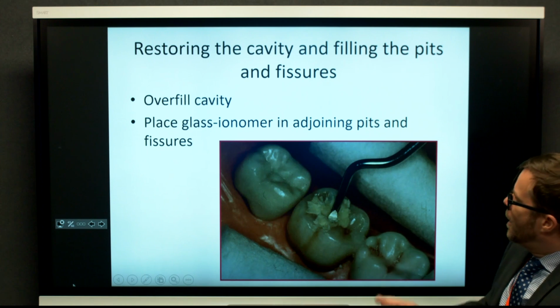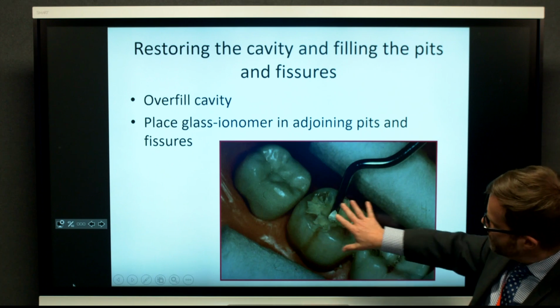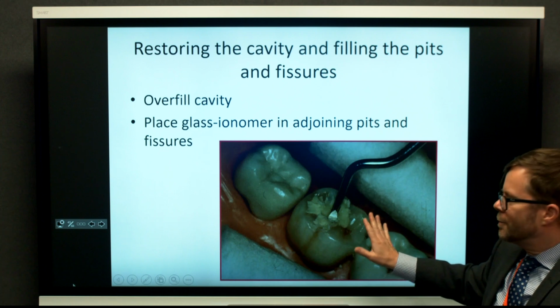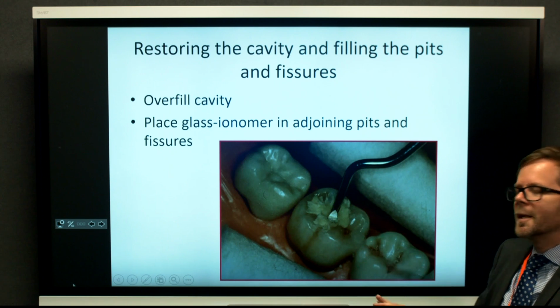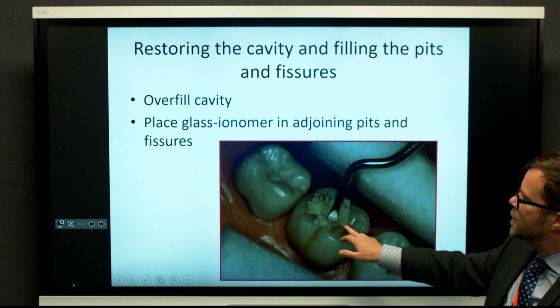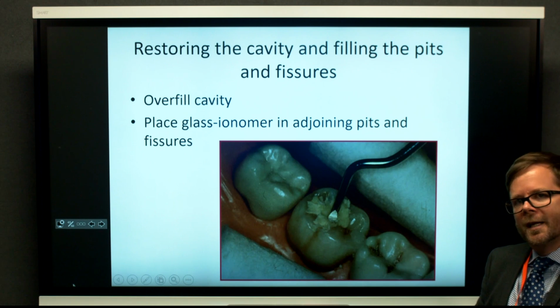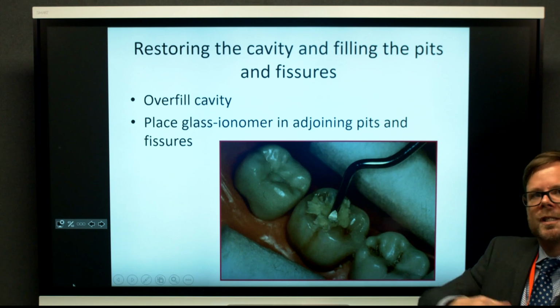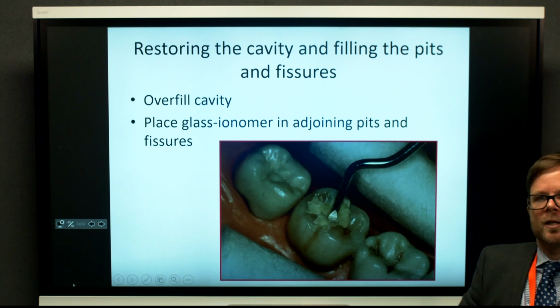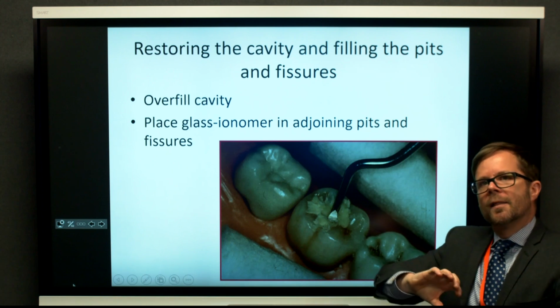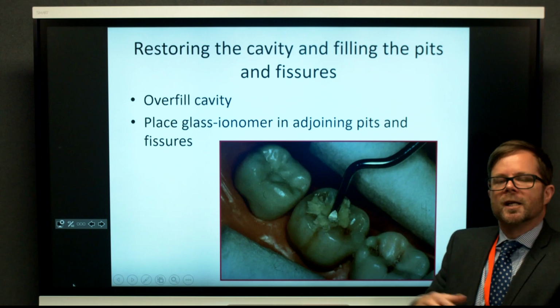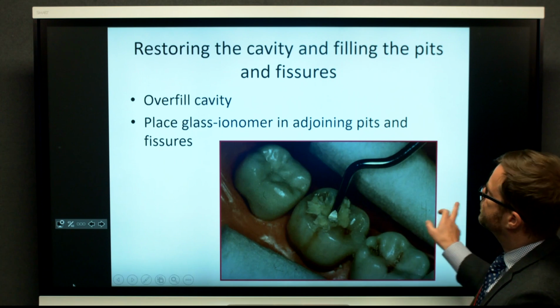Okay. Once you've filled the cavity, overfill the cavity, so pile on the glass ionomer cement, and then ensure that any pits and fissures that aren't included in the cavity itself are also sealed with the glass ionomer cement. So we're filling the cavity, and then we're sealing also any adjacent pits and fissures.